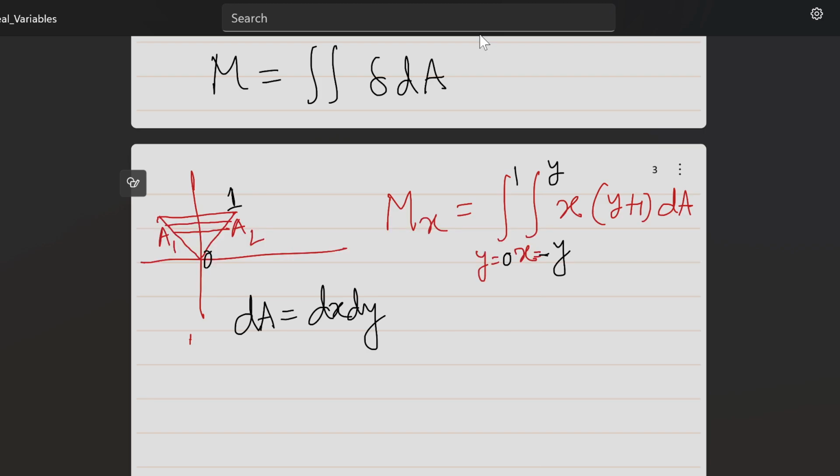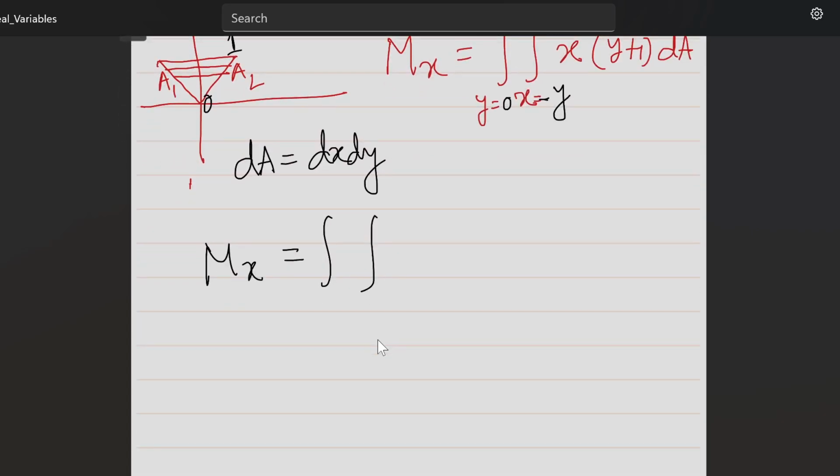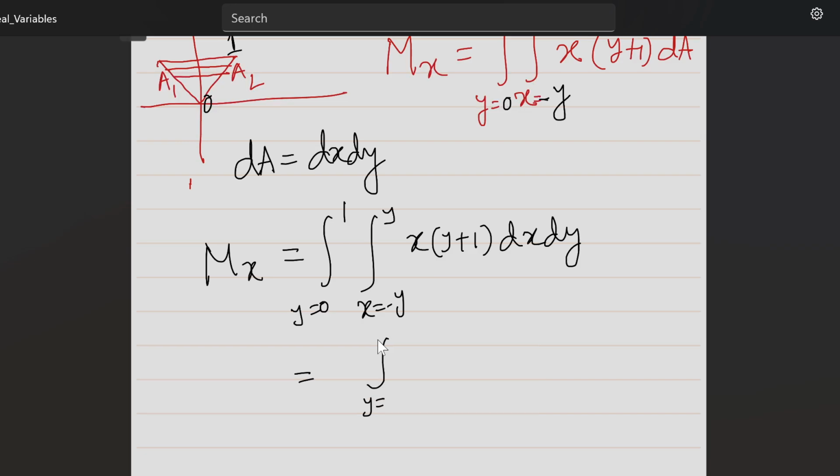Okay, 0 to 1. So what is Mx? Let me write it here. It is the double integral, x running from minus y to y and y running from 0 to 1, of x into y plus 1, dx dy. This is a normal integration. Just tell me what is the answer. This is y from 0 to 1, integration with respect to x, so it is y into the x integration. But x is an odd function, so the integral of x from minus y to y is 0. You know this: the integral from minus a to a of f(x) dx is 0 if f is an odd function.